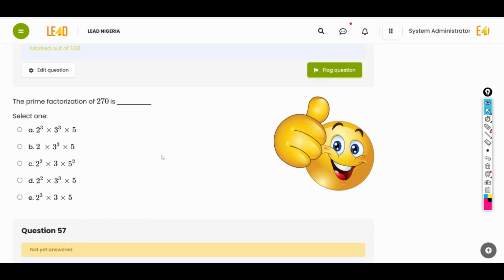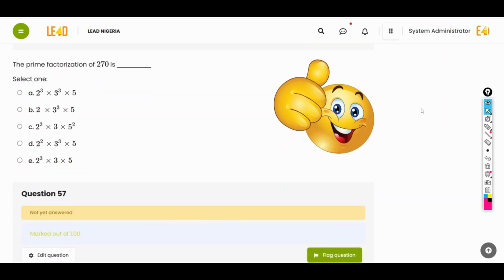All right, the prime factorization of 270 is... let's use the technique for that just breaks it down. Okay, I call it the tree method.